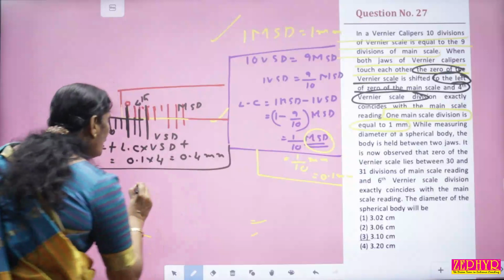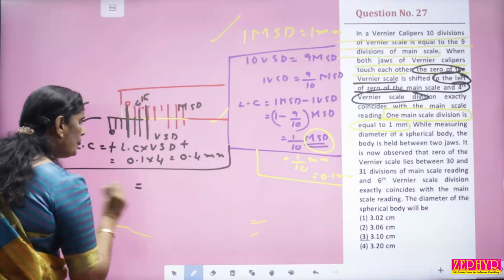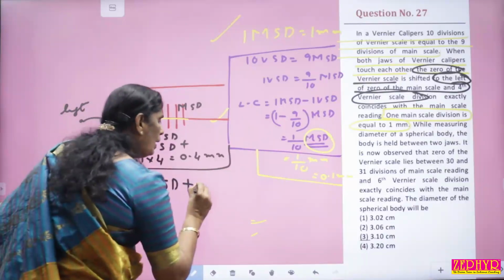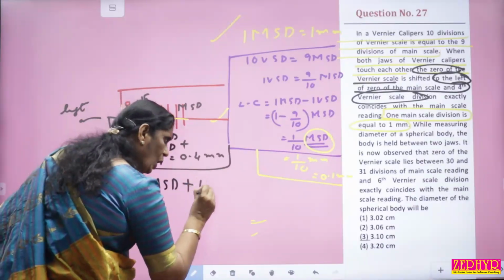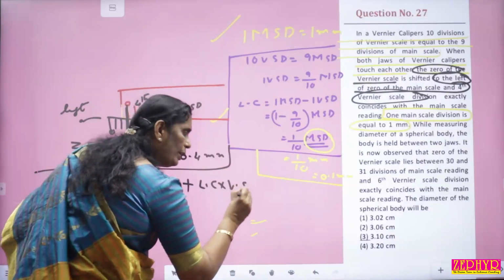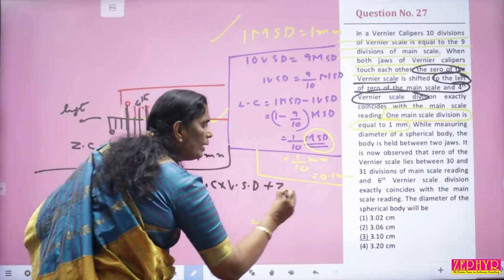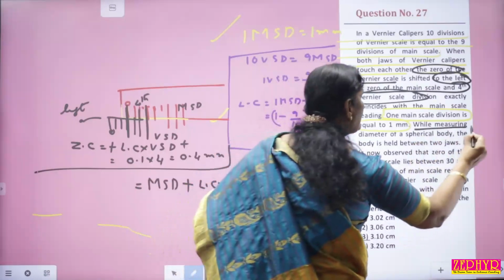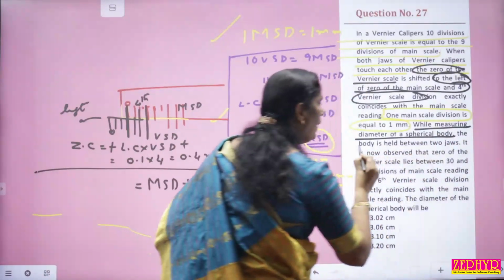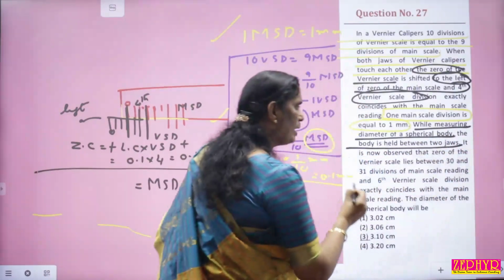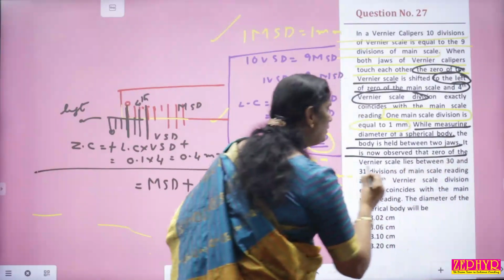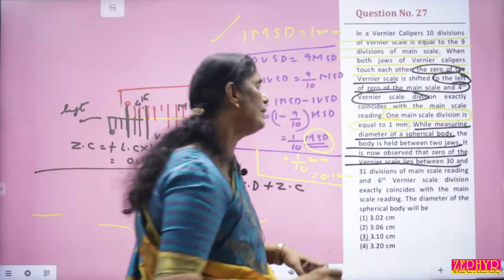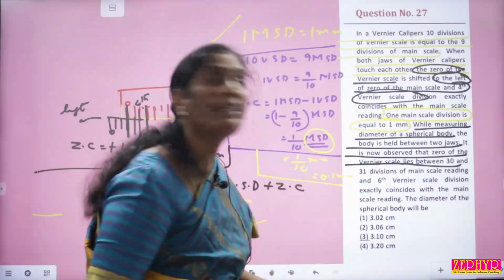So the formula: the measurement will be MSD plus least count into the linear scale coincident with the object, plus zero correction. Okay, for that, read it. While measuring the diameter of a body held between the two jaws, it is observed that the zero of the linear scale lies between 30 and 31.